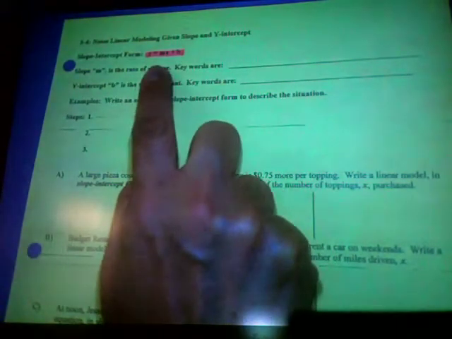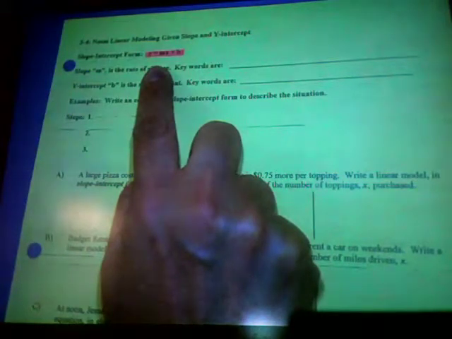Remember that b is always just a number. It's a constant. It never changes. This mx term, that's called your variable term because depending upon what x is, depends upon the value of that term. So you have to decipher between what's the constant amount, the thing that doesn't change in this word problem, versus what's the thing that varies.